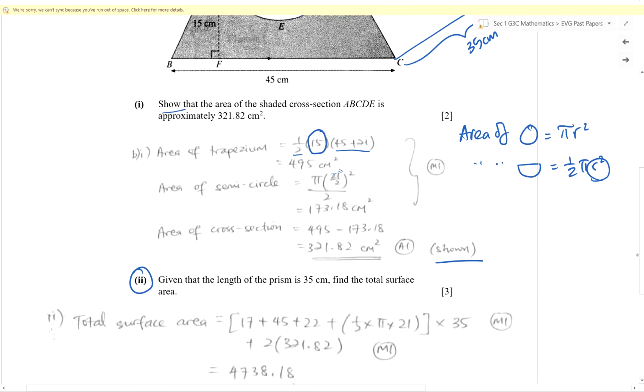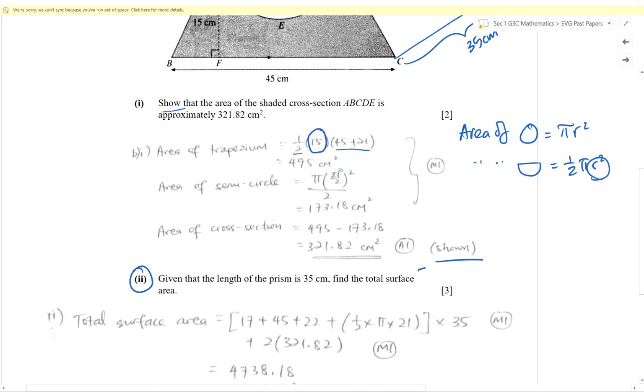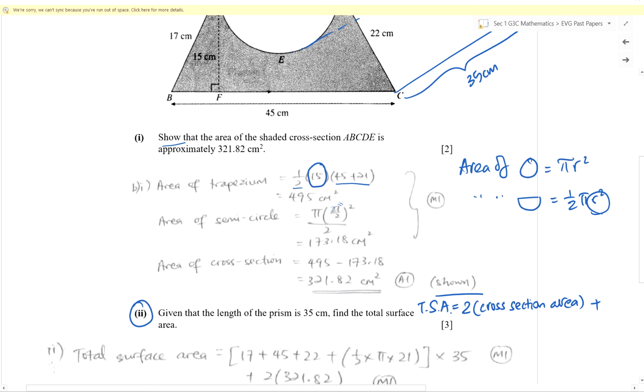So to find the total surface area, you have to spell this out. It is always given by 2 times the cross section area, plus, okay, before I add on, the cross sectional area is given to be this. They ask you to show it. So if you did not manage to show this in part 1, you can use this value and put it into your formula. This is the cross sectional area, 2 times the cross sectional area.